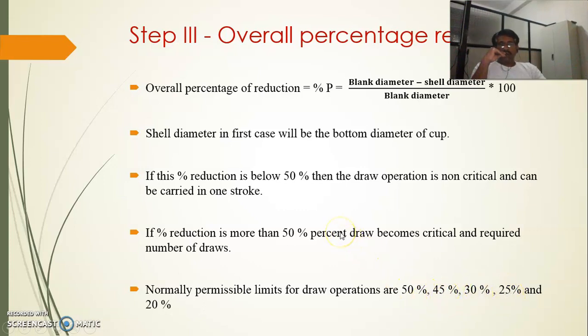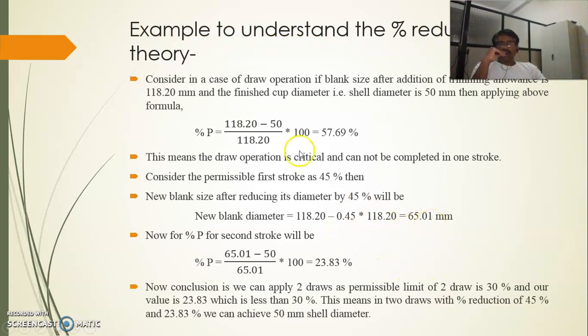For that purpose, we will have one example. Suppose after addition of the trimming allowance the blank diameter becomes 118.20 mm, and the finished cup diameter required, that is the shell diameter, is 50 mm. Applying the above formula, percentage P is 118.20 minus 50 divided by 118.20, into 100. It goes to 57.69%. That means it is more than 50%, so the drawing operation is critical and requires more than one step.